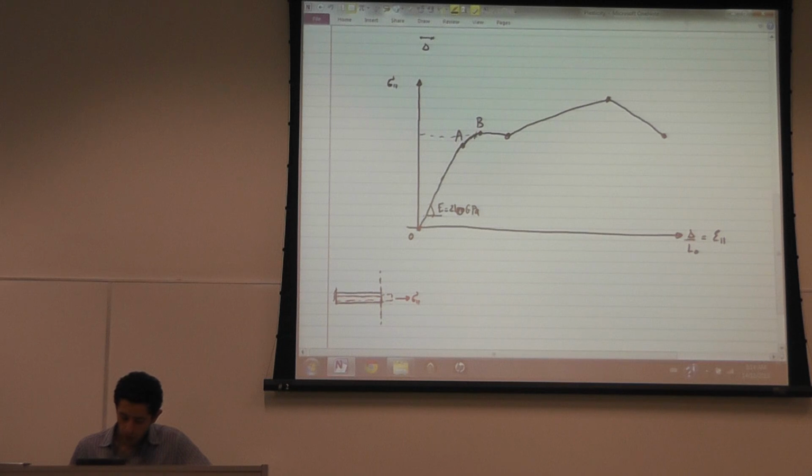And usually, point B and point A are very close to each other. The end of the linear part and the slightly nonlinear portion are usually very close, and in all the models they're assumed to be the same point. In any theoretical model, point A and point B are assumed to be the same point.